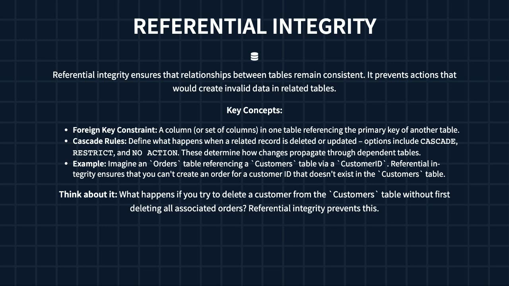You have options like cascade, which means changes ripple through related tables, restrict, which prevents actions that would break the relationship, and no action, which simply blocks the action altogether. The goal is always to prevent invalid data from creeping into your database. It's all about ensuring accuracy and preventing errors.